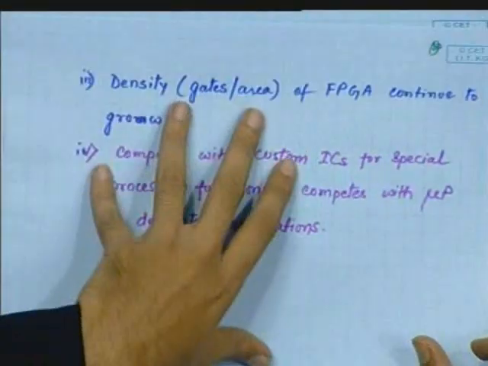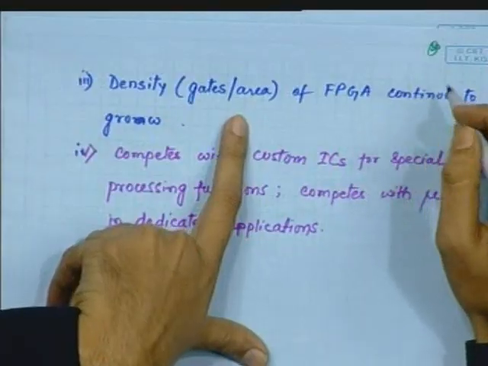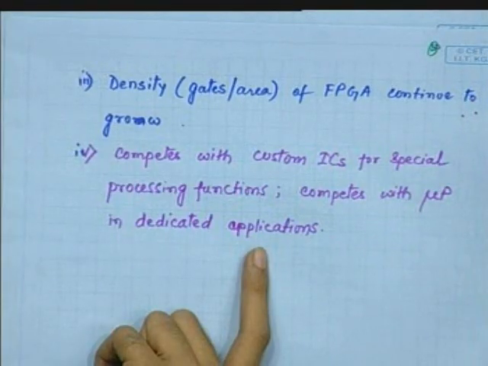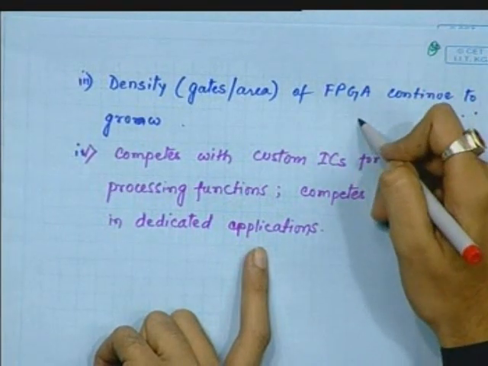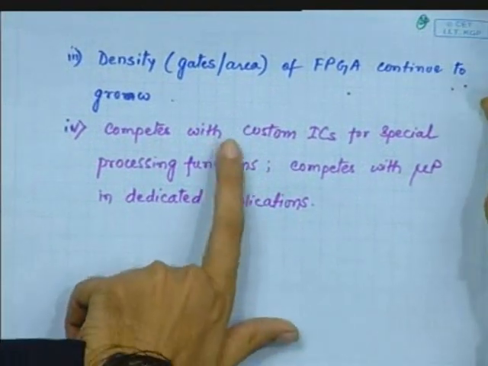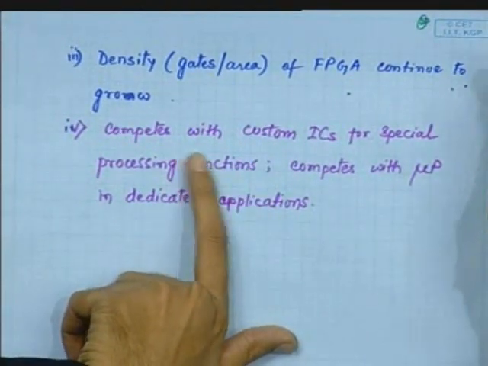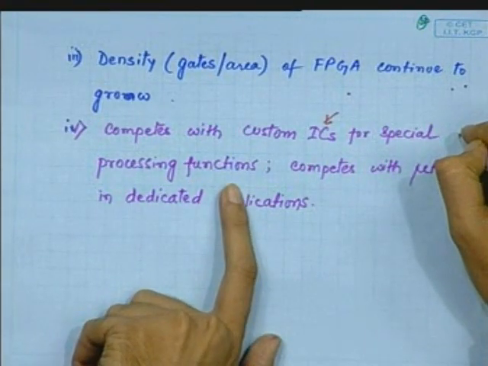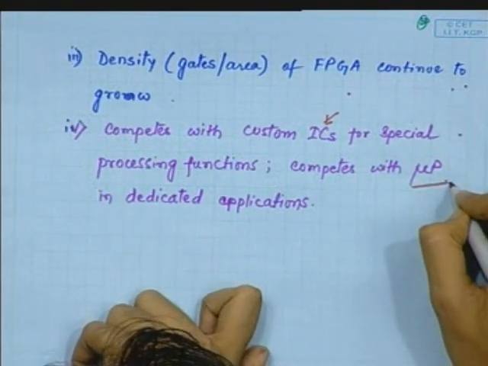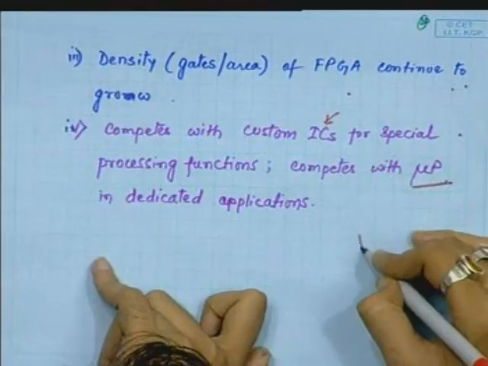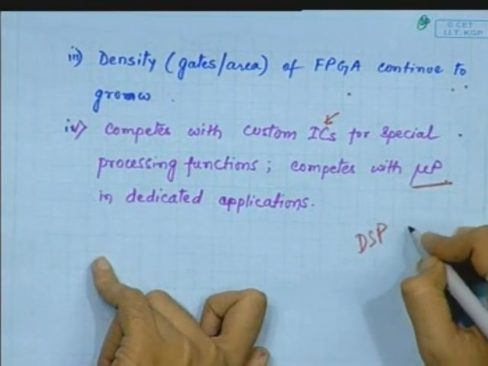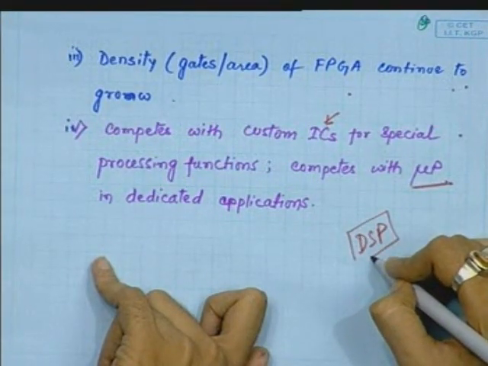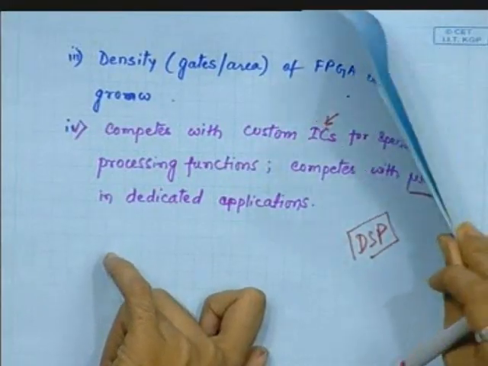Now, the density, that is gates per area, of FPGAs continues to grow. We are having larger and larger numbers of CLBs on these FPGAs. Due to this, FPGAs are competing with custom ICs, meaning custom ASICs, for special processing functions, and even compete with microprocessors in dedicated applications. It is removing the DSPs now. What is DSP? DSP processors. DSP processors are being removed by FPGAs. ASICs are now replaced by FPGAs.